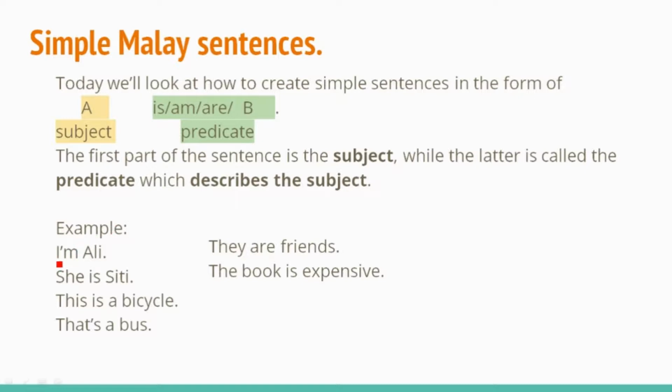So for example, in English, you have sentences like, I'm Ali. Basically, I is the subject, and am Ali is the predicate that describes the subject. Next, we have, she is Siti. Again, same pattern, where she is the subject and is Siti describes the subject, she. Then we have, this is a bicycle, followed by, that's a bus. They are friends. And last but not least, the book is expensive.